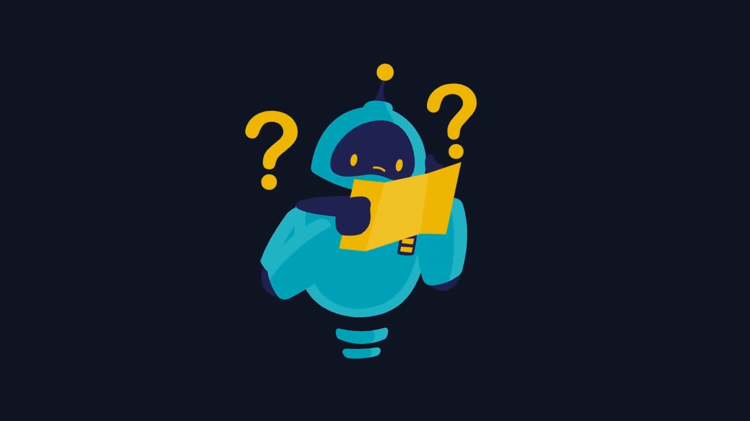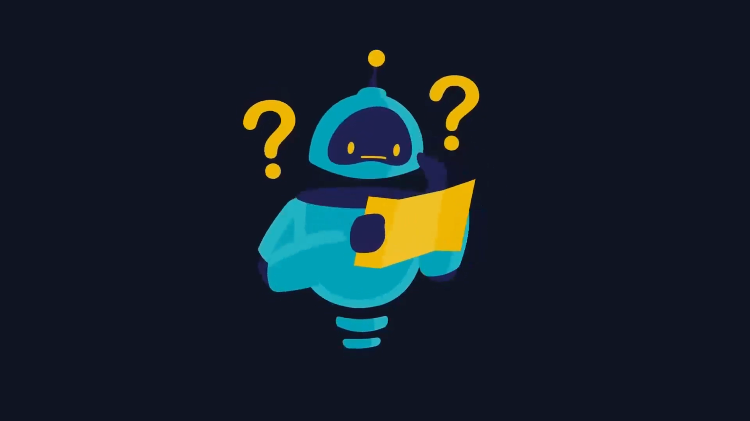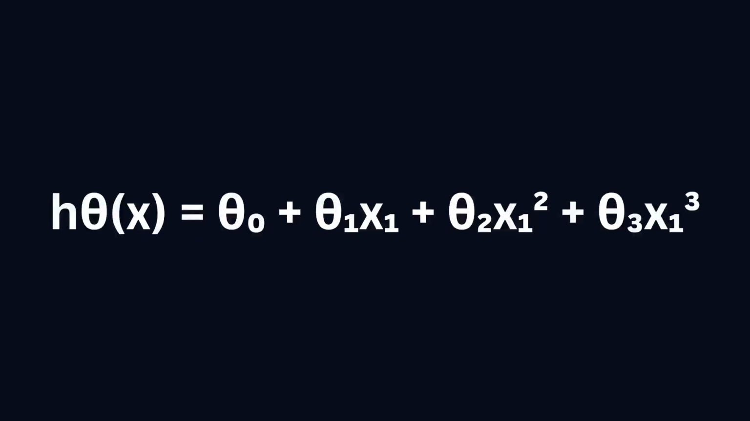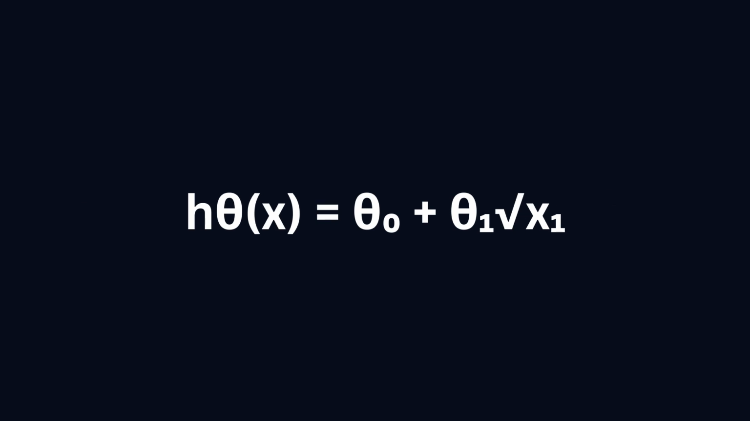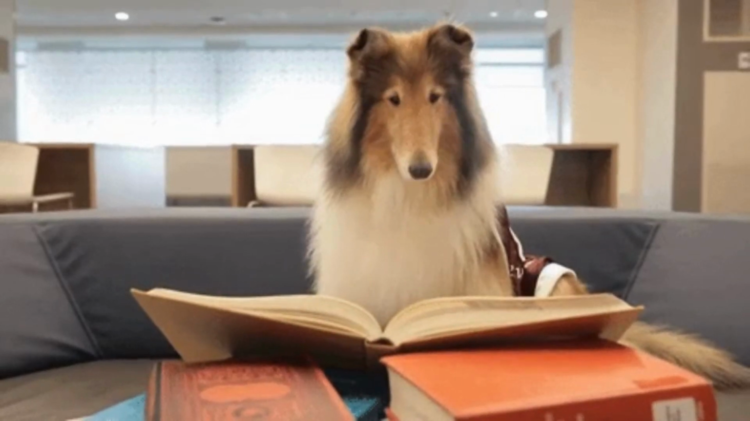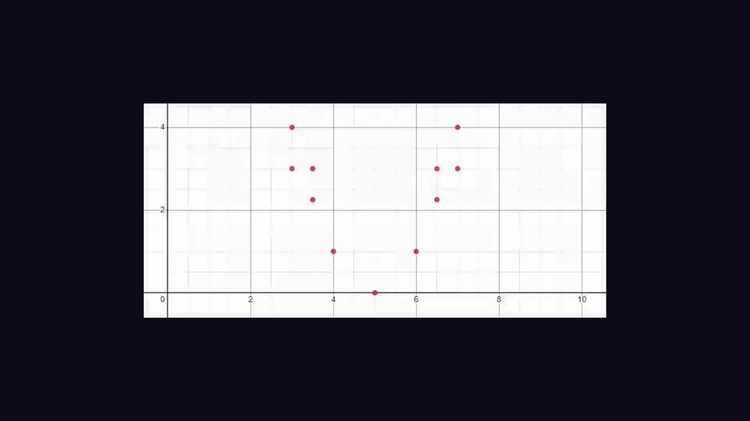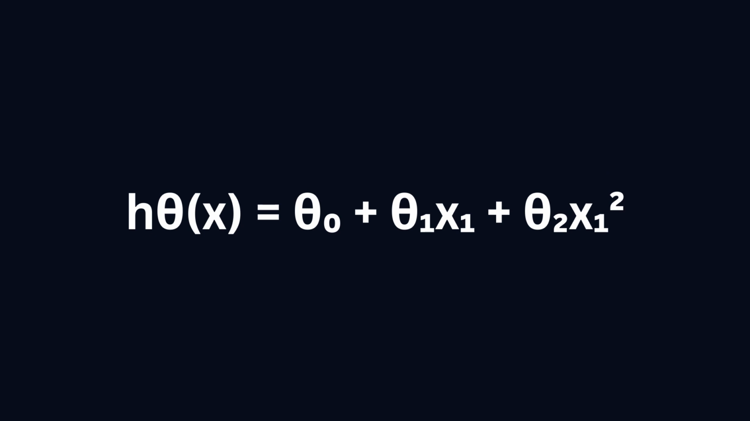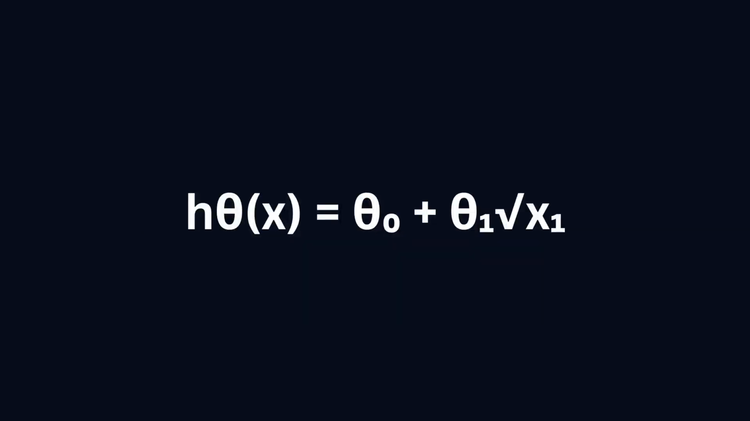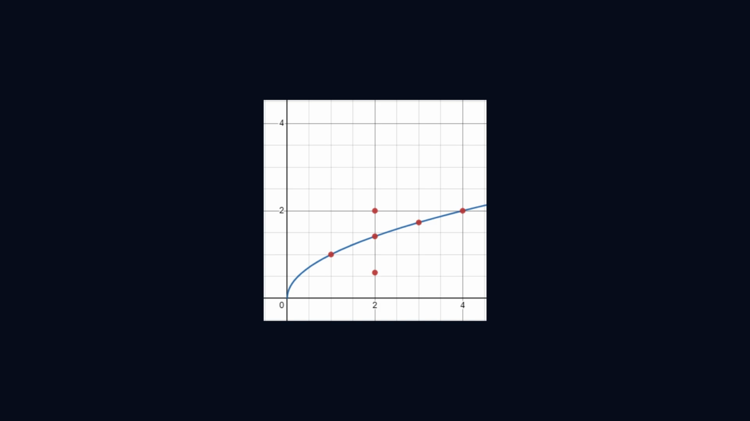We can change the behavior or curve of our hypothesis function by making it quadratic, cubic, or maybe use a square root function, or just any other form that matches our data. For example, if our data looks like this, a quadratic function that will match our data will be this one. And if our data looks like this, a square root function might match our data very well.